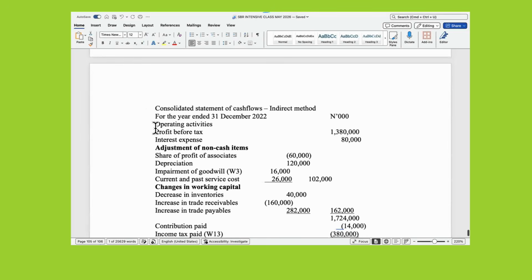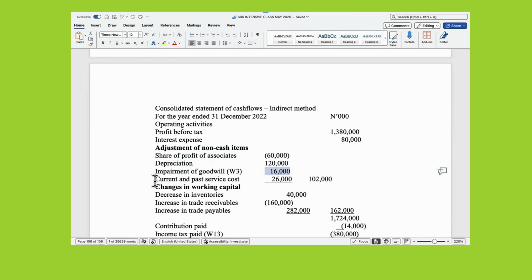So for my operating activities, I added back this interest expense just to work back to operating profit. Then I did adjustment for non-cash items. This is my share of profits, it is non-cash. They have added it before I deducted it. Depreciation of 120, they have deducted it, I added it. Impairment of goodwill of 16,000. So I'll just add it back.